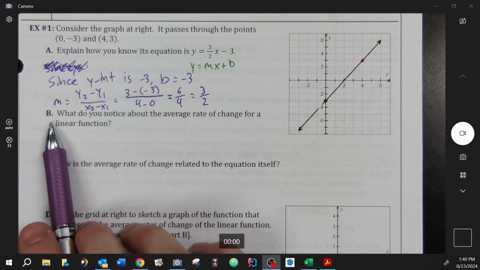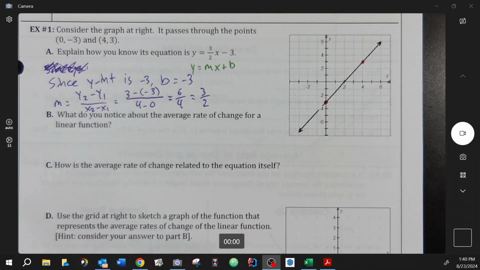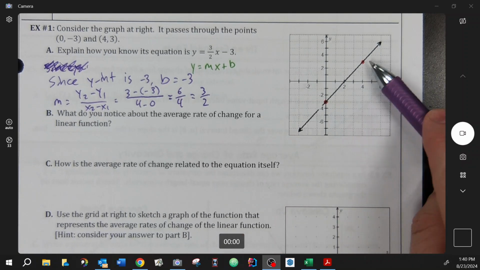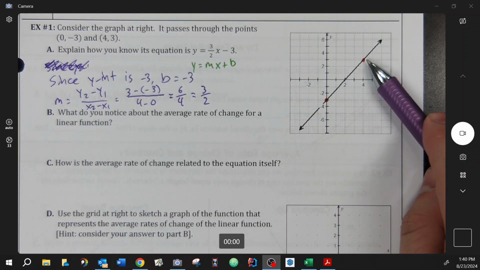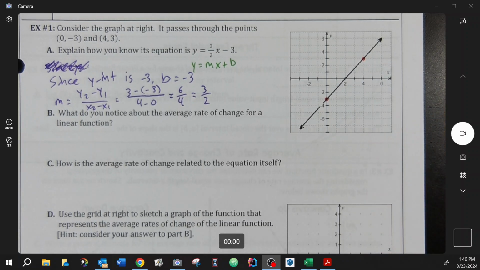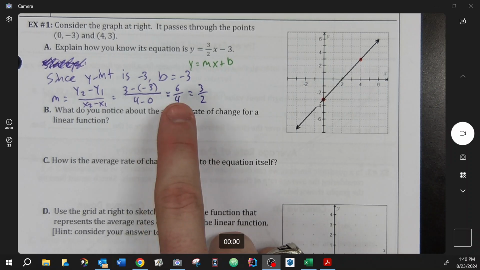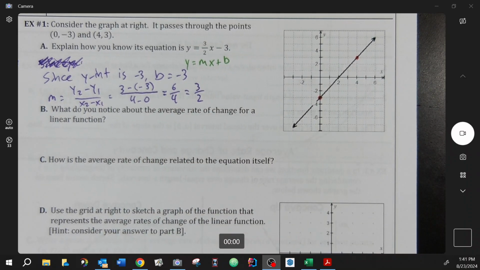This question, I feel like, is too ambiguous right now. But it says, what do you notice about the average rate of change for a linear function? Let me ask you a different question first. If I had chosen 2 different points than the 2 that I have here on this line, would I have found a different average rate of change? No. Why not? Because linear functions have a constant rate of change. And that's actually what you're supposed to notice about the average rate of change of a linear function. Constant rate of change.